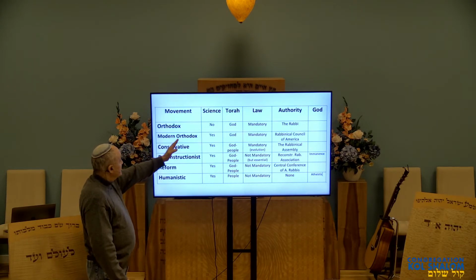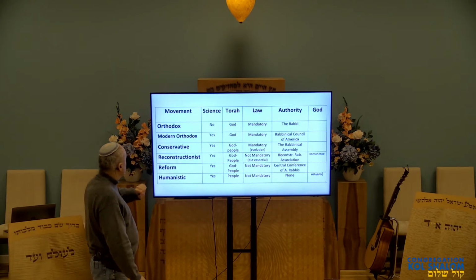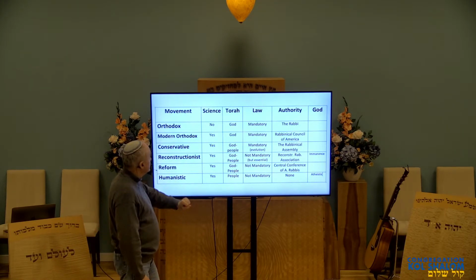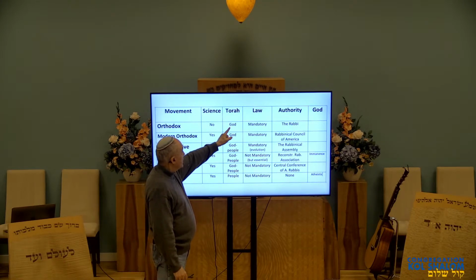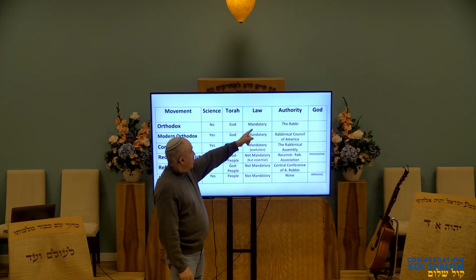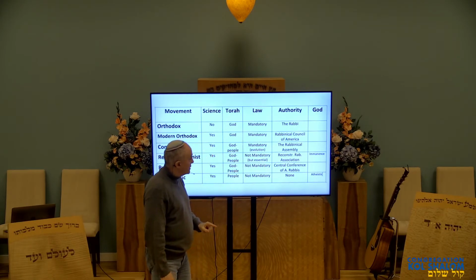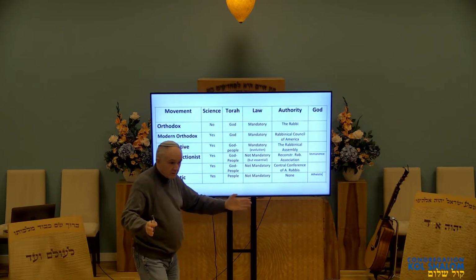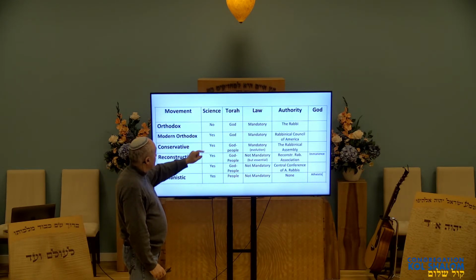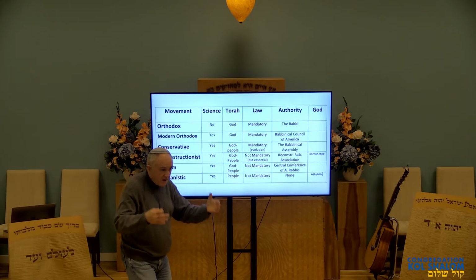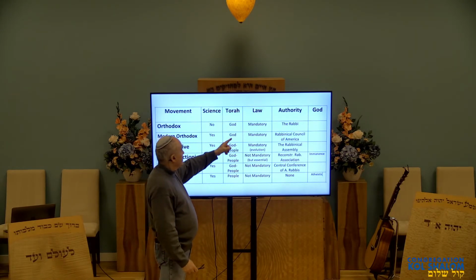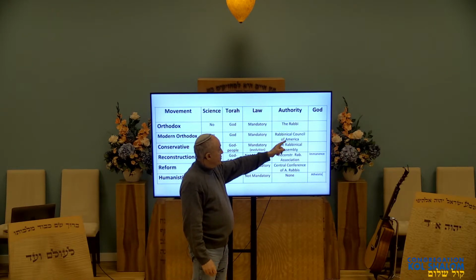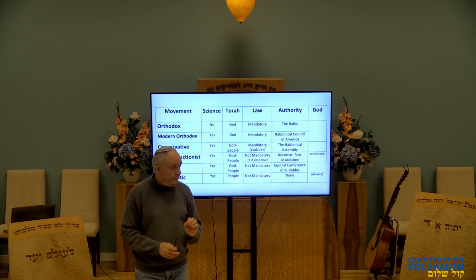So, movement, science, Torah, law, authority, God. If you are Orthodox, science, no. The Torah was written by God. The law is mandatory. The authority is the rabbi. God, whatever you can think about God is okay. Modern Orthodox, science, yes. Wissenschaft, yes. The Torah was written by God. Law is mandatory. Not the rabbi, but the Rabbinical Council of America.